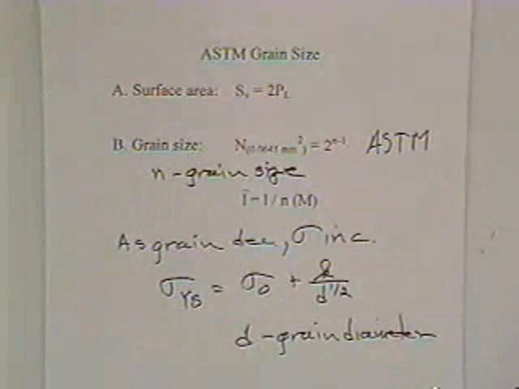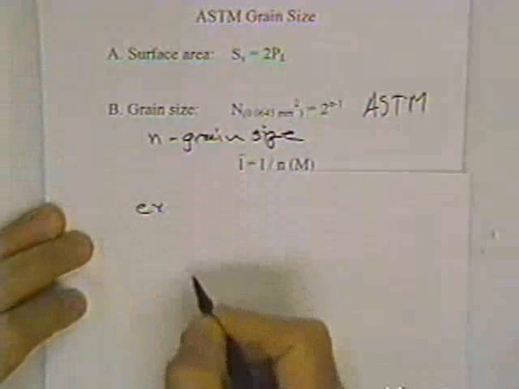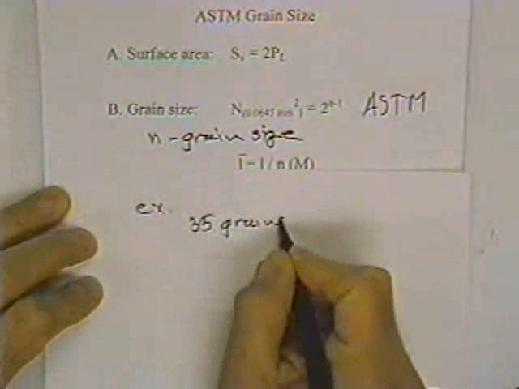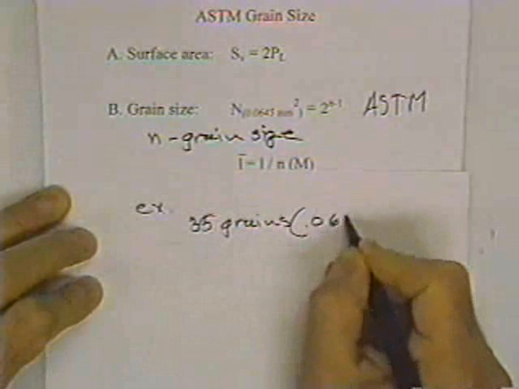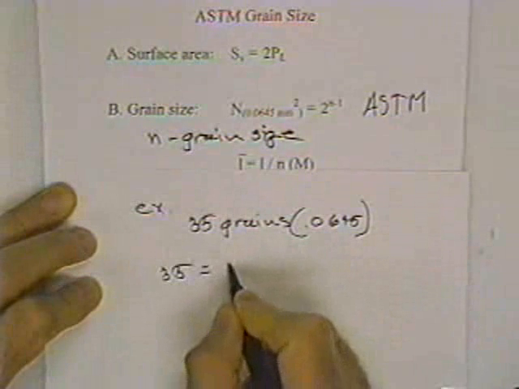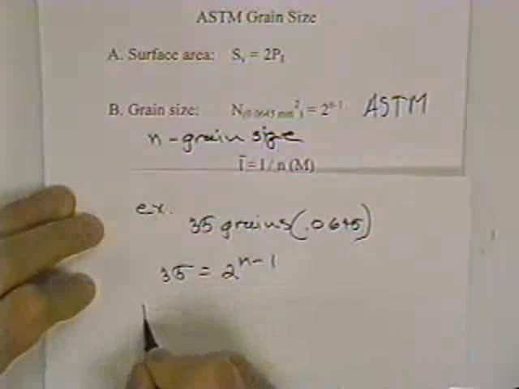And let's say, for example, that there would be 35 grains at 0.0645. So we'd have 35 is equal to 2^(n-1). Go ahead and solve that.